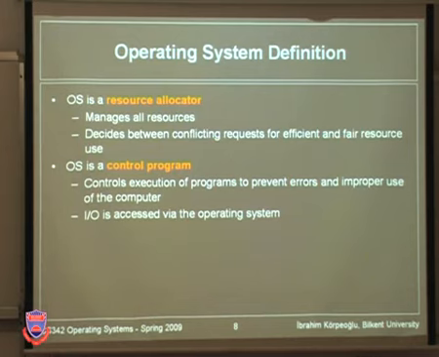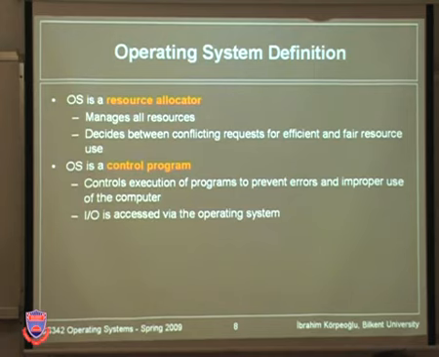The operating system, for example, decides who should use which resource. Also, it resolves conflicts. If several processes or applications running concurrently in the system make conflicting requests for a resource, then the operating system decides between those conflicting requests for efficient and fair resource use.